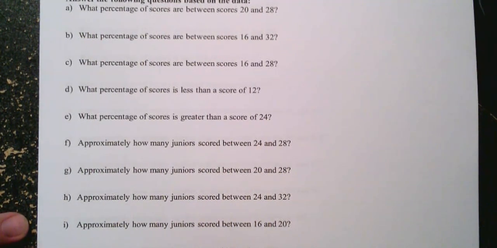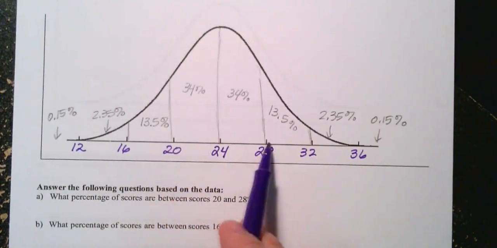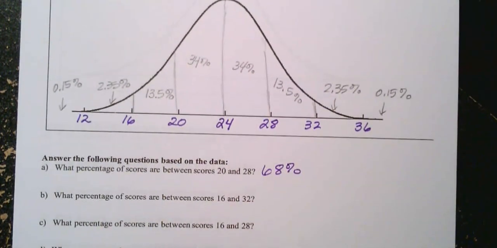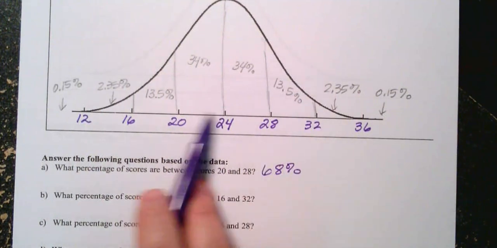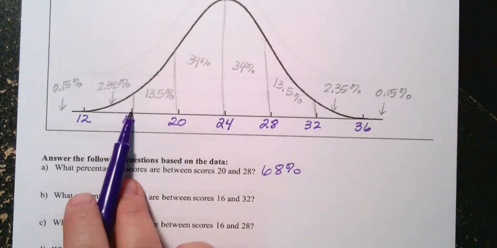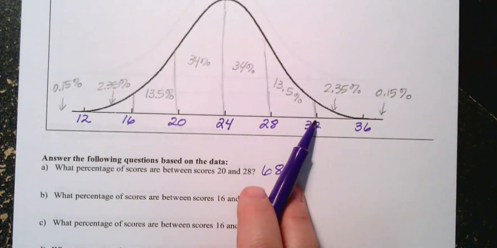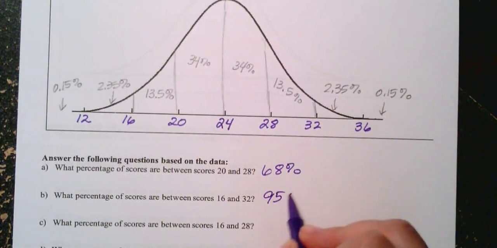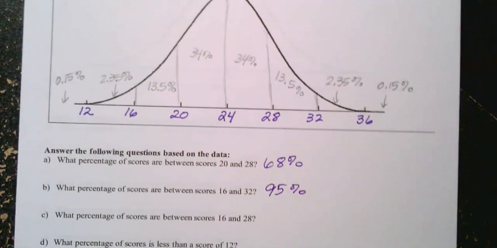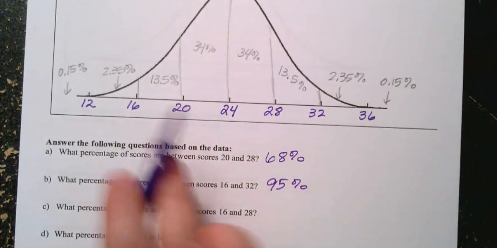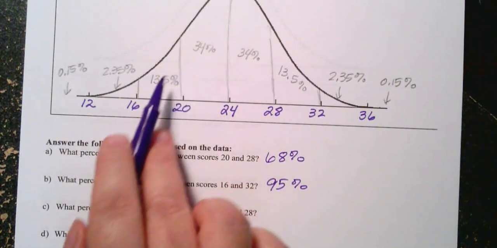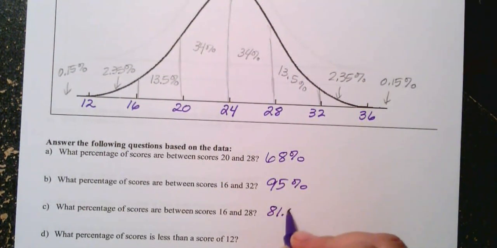First one for us says, what percentage of scores are between 20 and 28? Well, that's those two middle sections, and those add up to 68%. What percentage of scores are between 16 and 32? Well, that's from 2 standard deviations below 24 to 2 standard deviations above 24. That's 95% of the data. What percentage of the scores are between 16 and 28? I just basically have to add up these 3 sections. That's 68, and then I add that, I get 81.5.